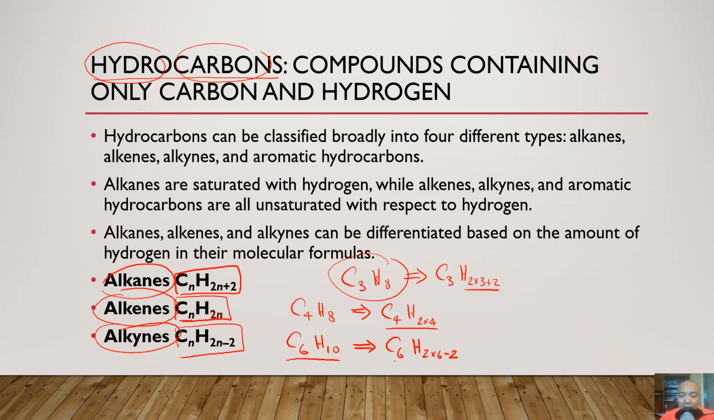But do remember, if you have a common formula as you see over here, it does not guarantee there will be a certain type of hydrocarbon. For example, if you have C₄H₈, it can be an alkene. It can also be a cyclic alkane. But for more details, we can talk about this later on.